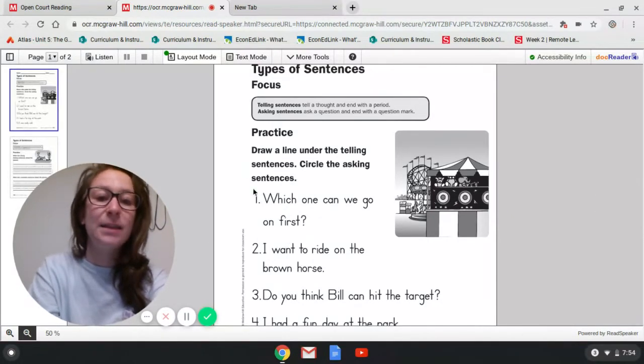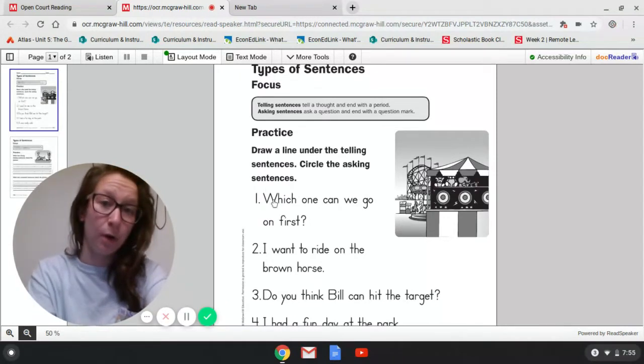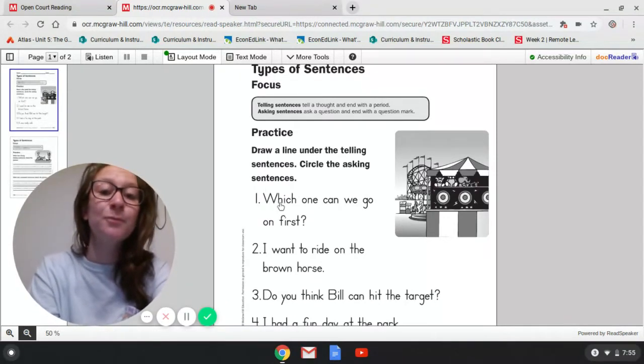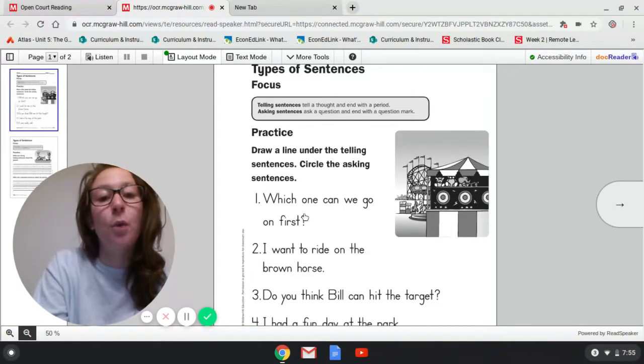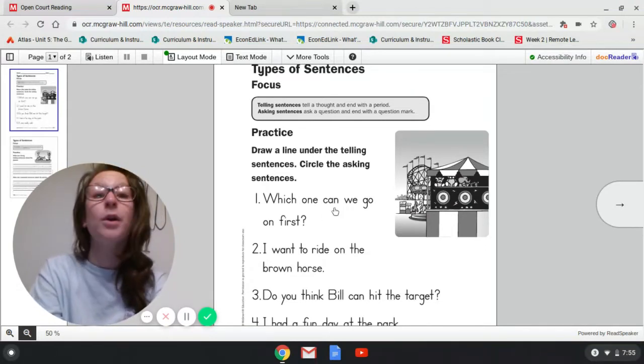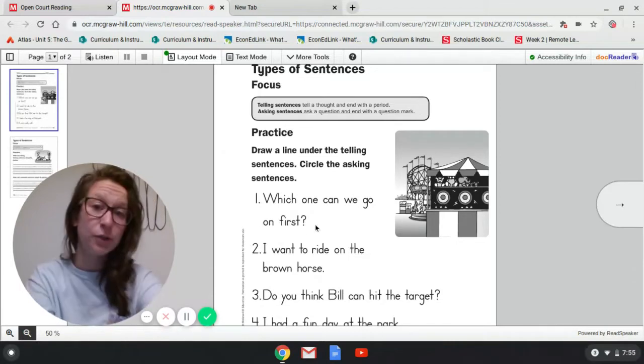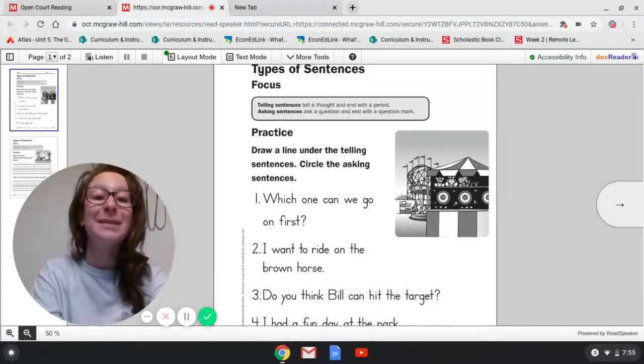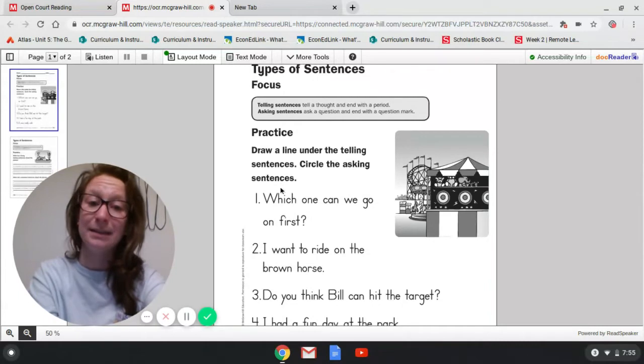All right. Which one can we go on first? Well, I see the word which is also a question word. It's our WH question words. And I notice that there is a question mark here. So are we going to underline it or circle it? We're going to circle it, right? Because there's a question mark and a question word, which means it's an asking sentence.